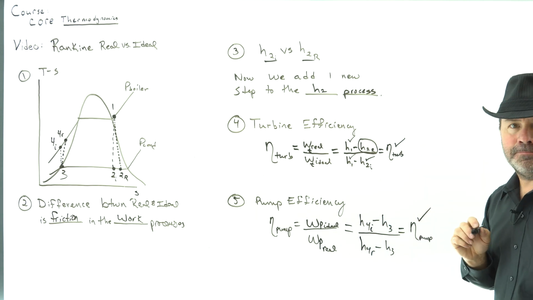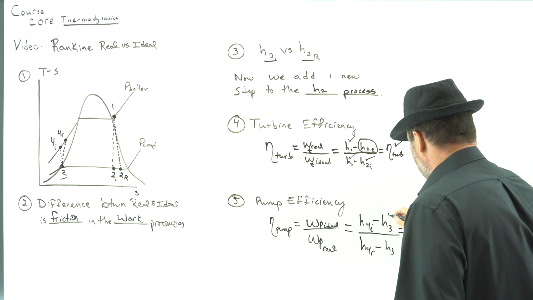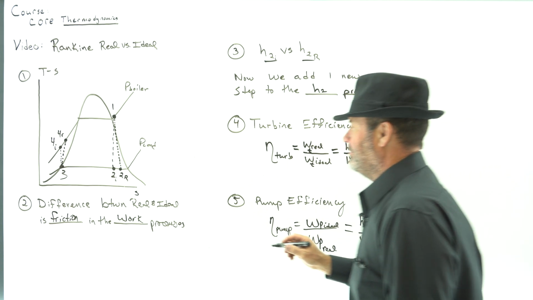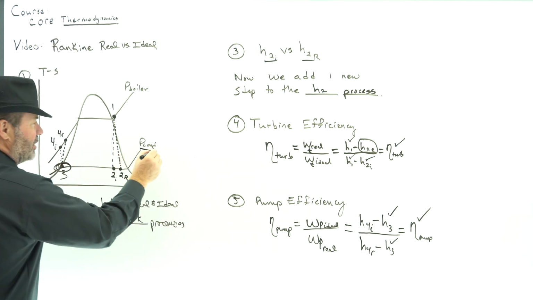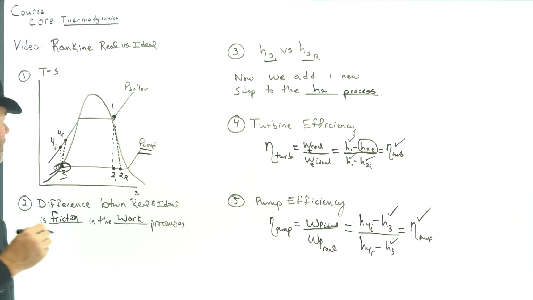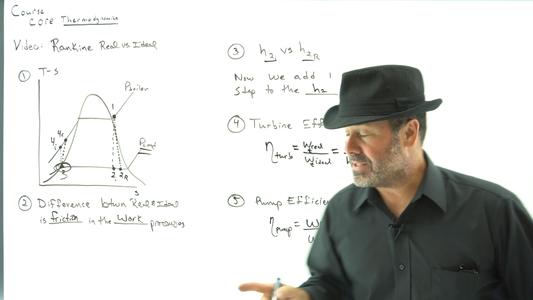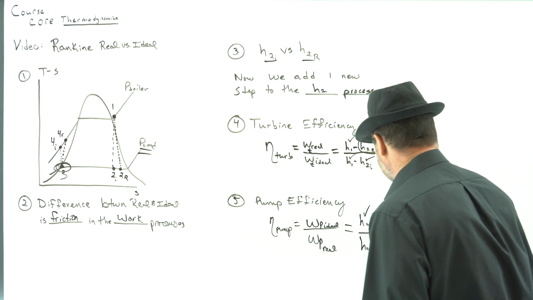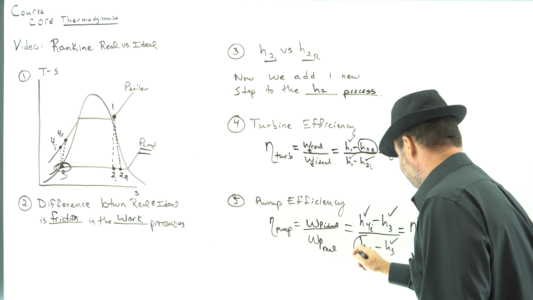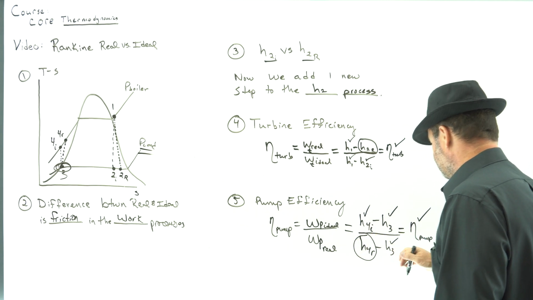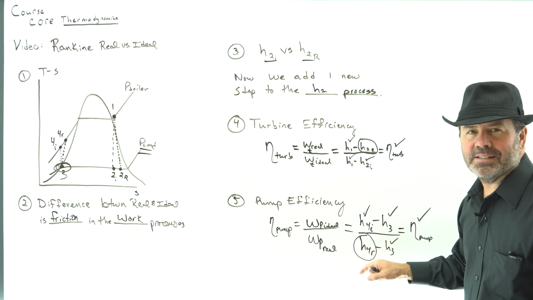This will be given. H3, we know how to find that. Piece of cake. HF at the pressure of the condenser. And we had ourselves a process for finding H4 ideal. We still use that same process. The only unknown is H4 real.